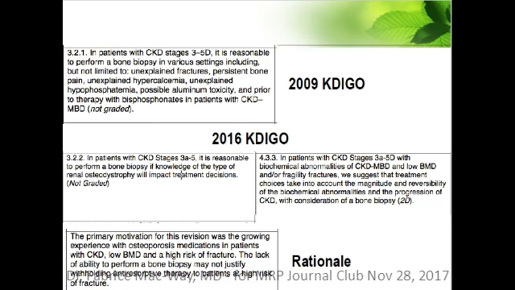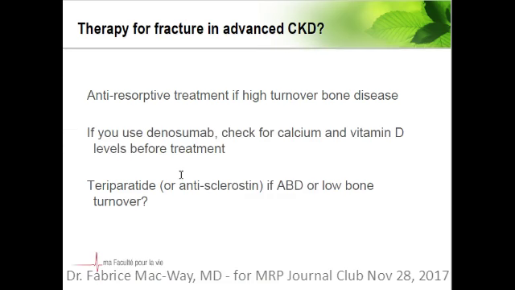That's what I do now to prevent fracture in my patients. If the patient has a high turnover bone disease, for example the PTH is pretty high, and the patient has a high risk of fracture because of the BMD results, or because the patient has already fractured, I think you can use an anti-resorptive, a bisphosphonate or denosumab, for example. As I said, if you use denosumab, you have to check calcium and vitamin D.